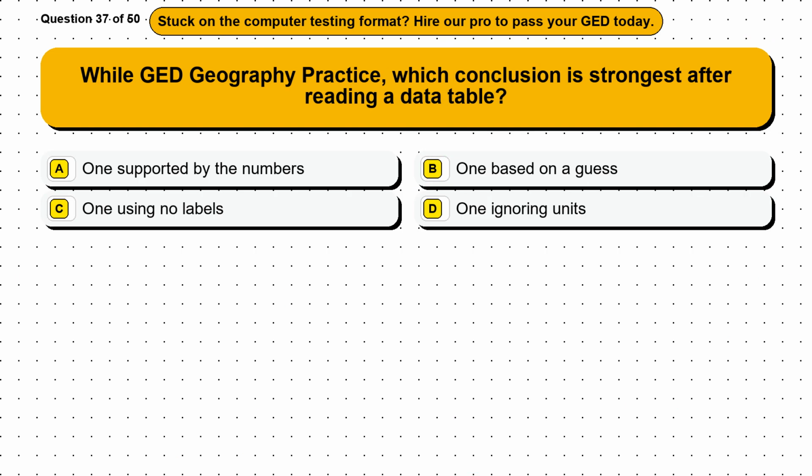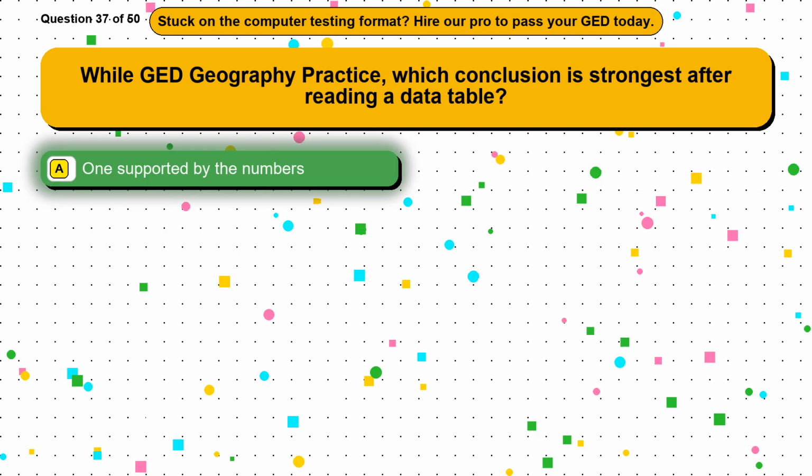Question 37. While GED Geography Practice, which conclusion is strongest after reading a data table? Option A. One supported by the numbers. Option B. One based on a guess. Option C. One using no labels. Option D. One ignoring units. The correct answer is option A.